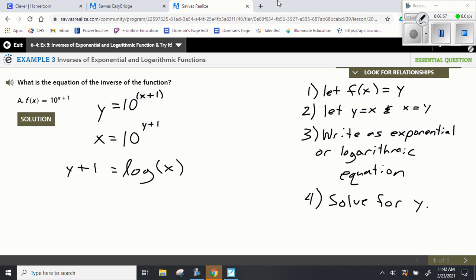All right, all we need to do to solve for y in this case is subtract 1 from both sides. And there we have it. It's done. This is the inverse of this function. Okay, let's do another one.